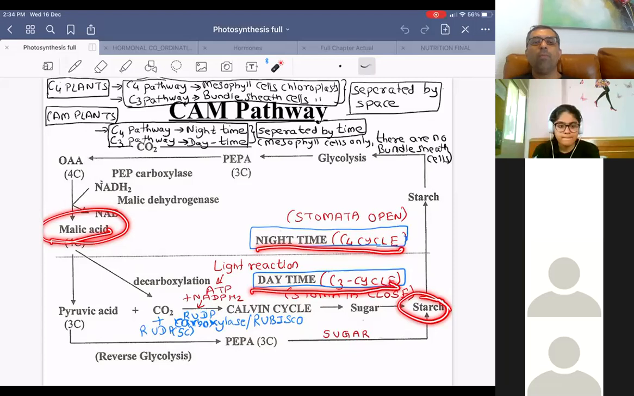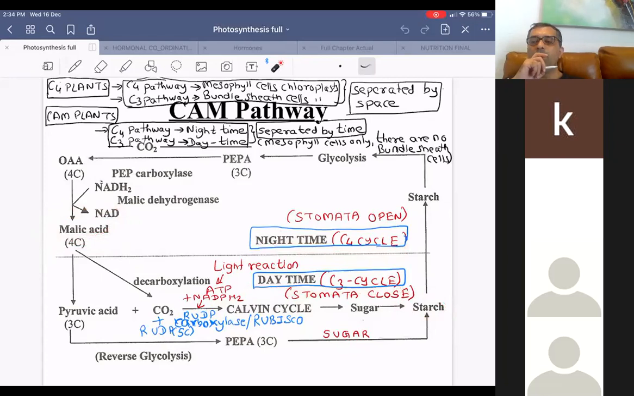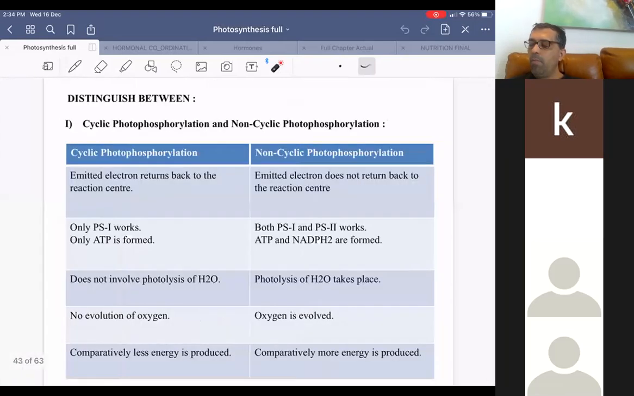Okay, sir. And sir, one more doubt. Yeah, tell me. Sir, why does H+ from the stroma move into the lumen if H+ are already present in the lumen due to photolysis of water?